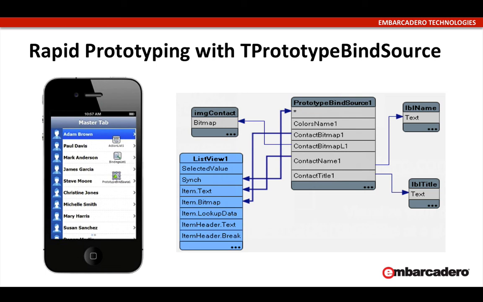It's all done through the prototype bind source and the data that you can see there on the right hand side, where the contact name is linked up to the item text, where the contact picture is linked to the item bitmap, and it's kept in sync. And then you can see the other controls that are linked off it, which is the actual detail view, which we can't see on the screen there, where there's separate controls with data in them.